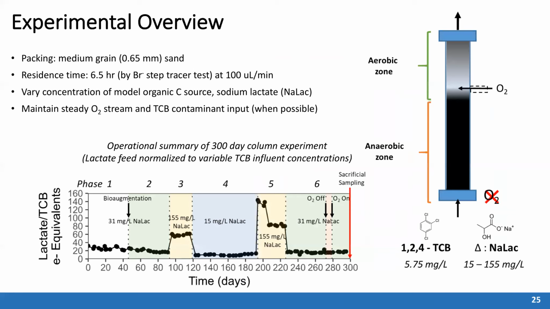But here's an operational summary on the lower left. What we've done is varied the lactate to trichlorobenzene ratio. So we keep trichlorobenzene fairly constant, and then we add different doses of the sodium lactate to simulate either a very low carbon zone or a very high carbon zone. Now I'll come back to that as we look at the column operation.